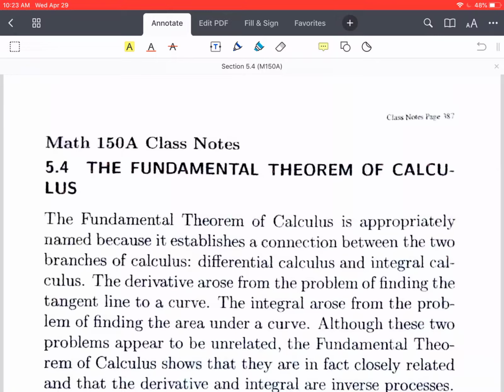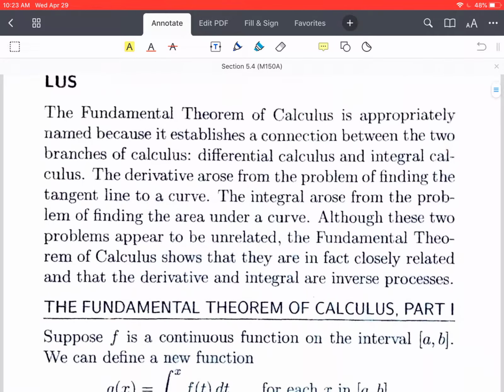The reason we call this the fundamental theorem is because it really is kind of that connecting theorem. It really brings together everything we've learned this semester, the concept of the derivative and the concept of the integral. These are the two main focuses of calculus, and they're brought together in this formula. So let's go ahead and take a look.